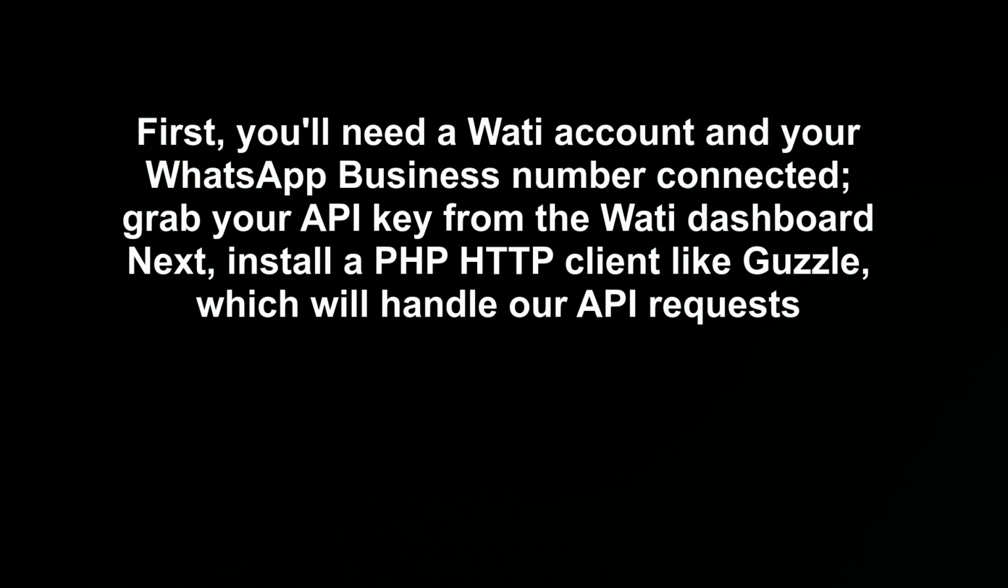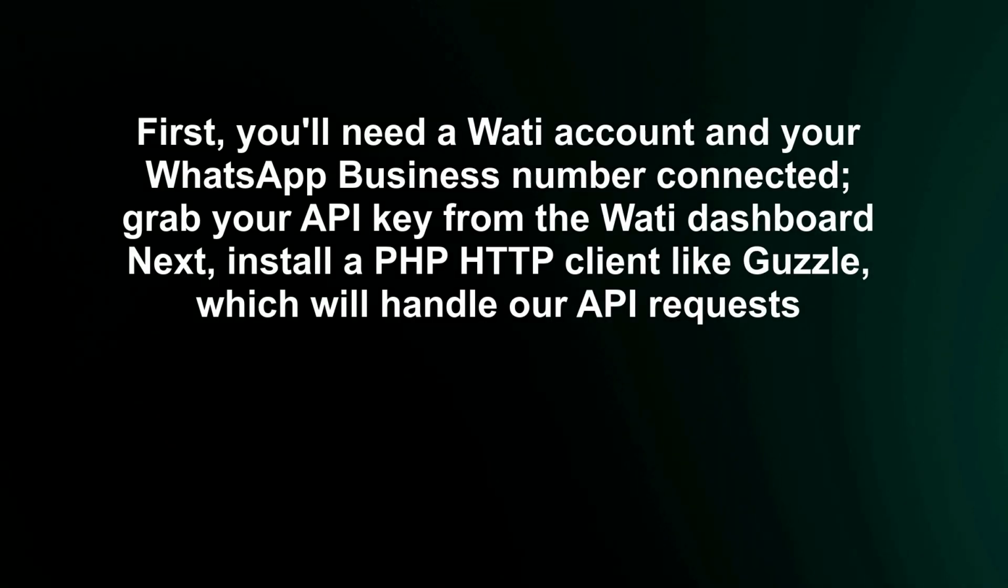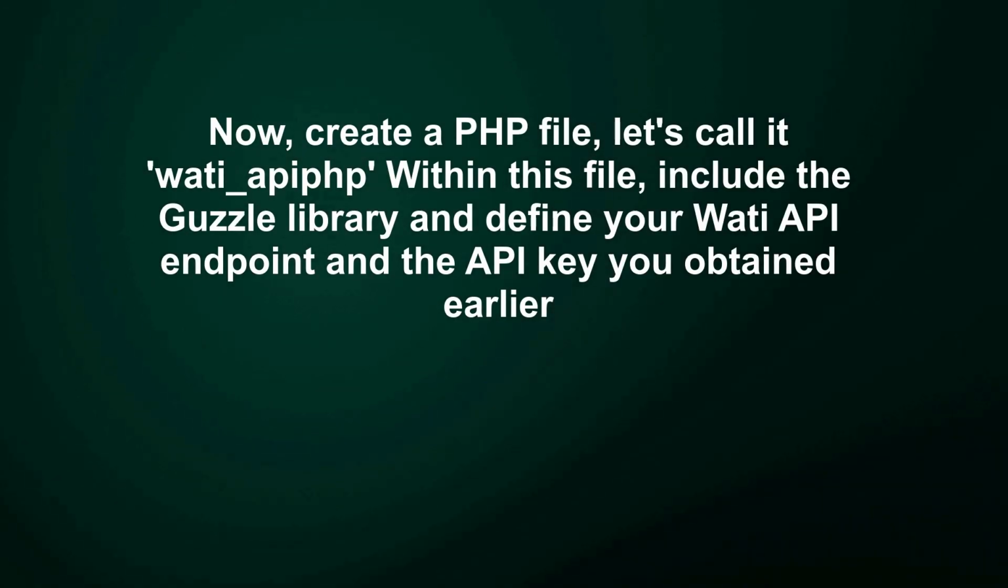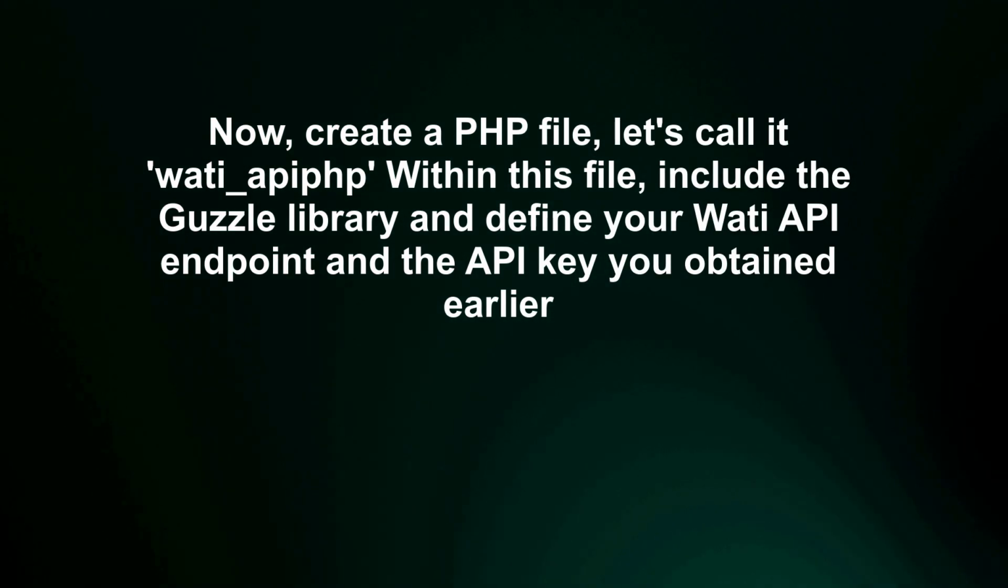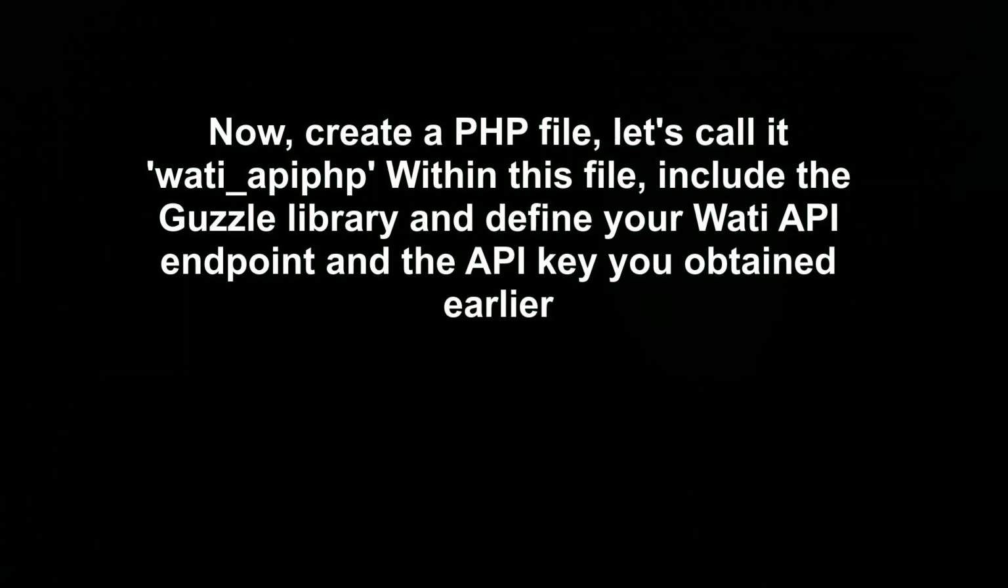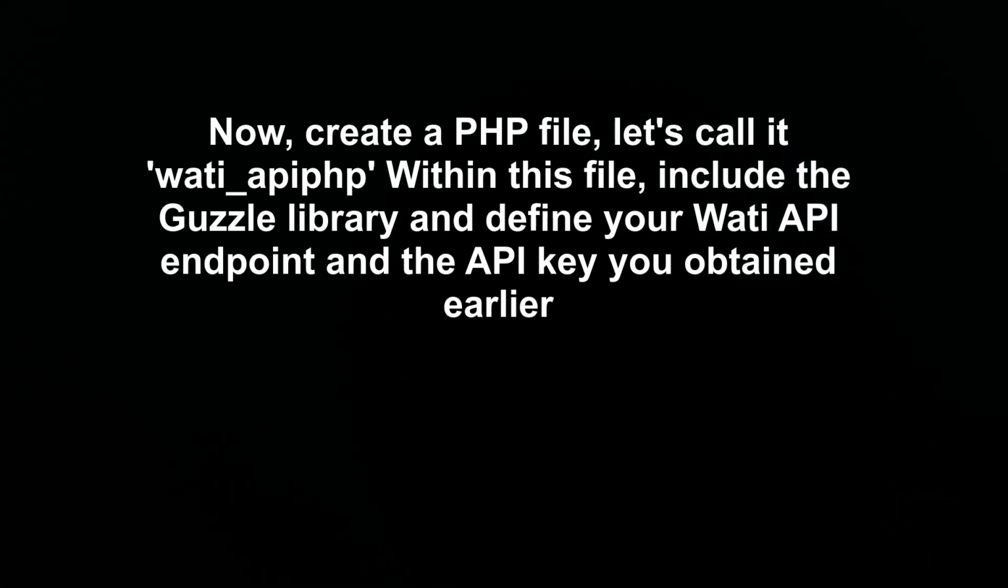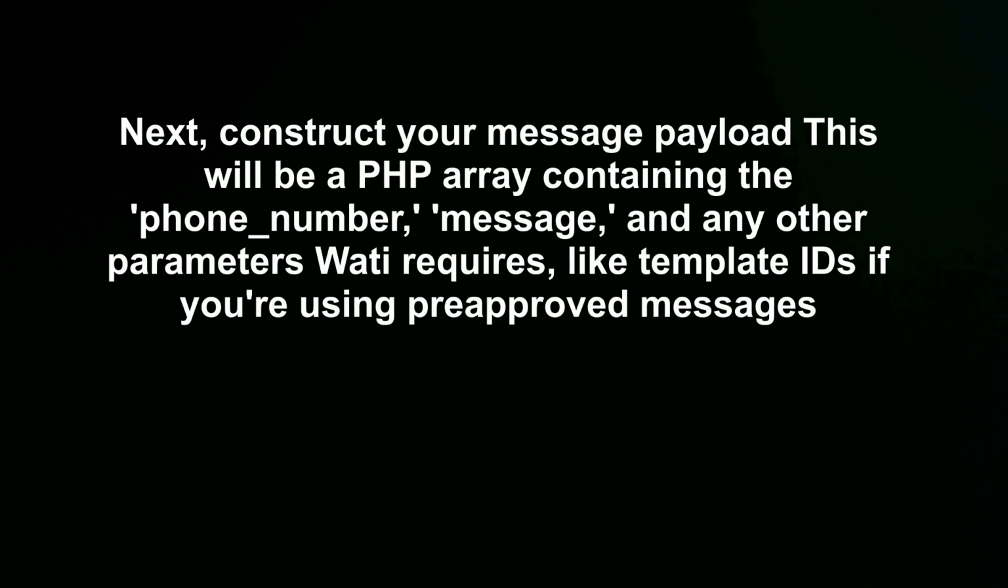Next, install a PHP HTTP client like Guzzle, which will handle our API requests. Now, create a PHP file. Let's call it Wati_app. Within this file, include the Guzzle library and define your Wati API endpoint and the API key you obtained earlier. Next, construct your message payload.